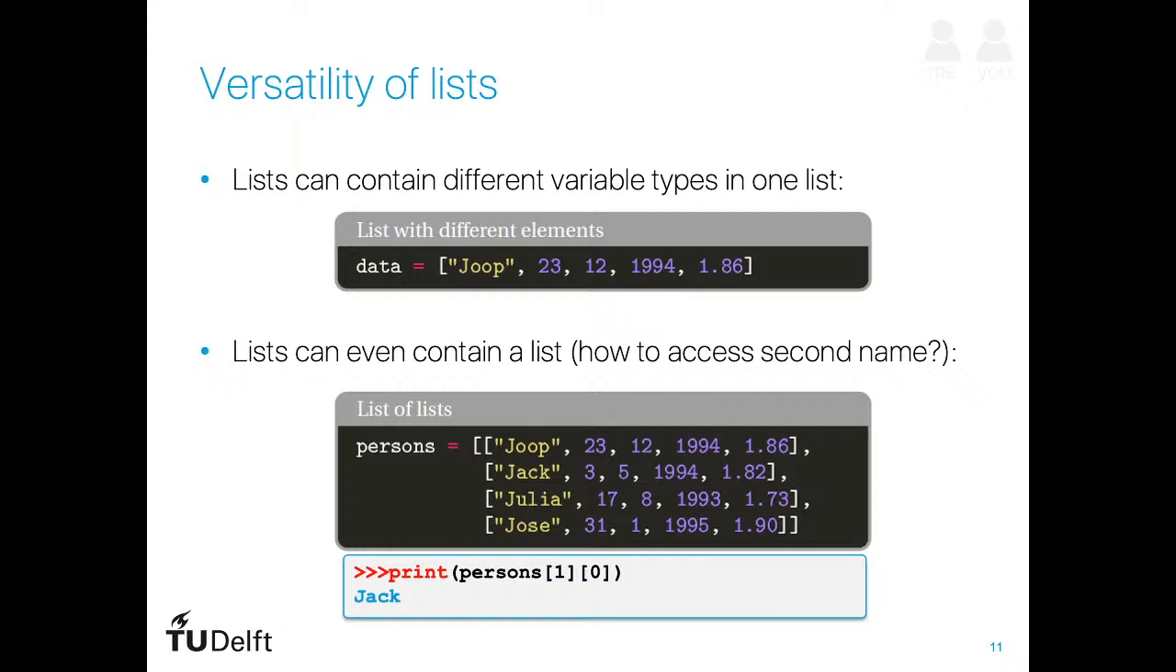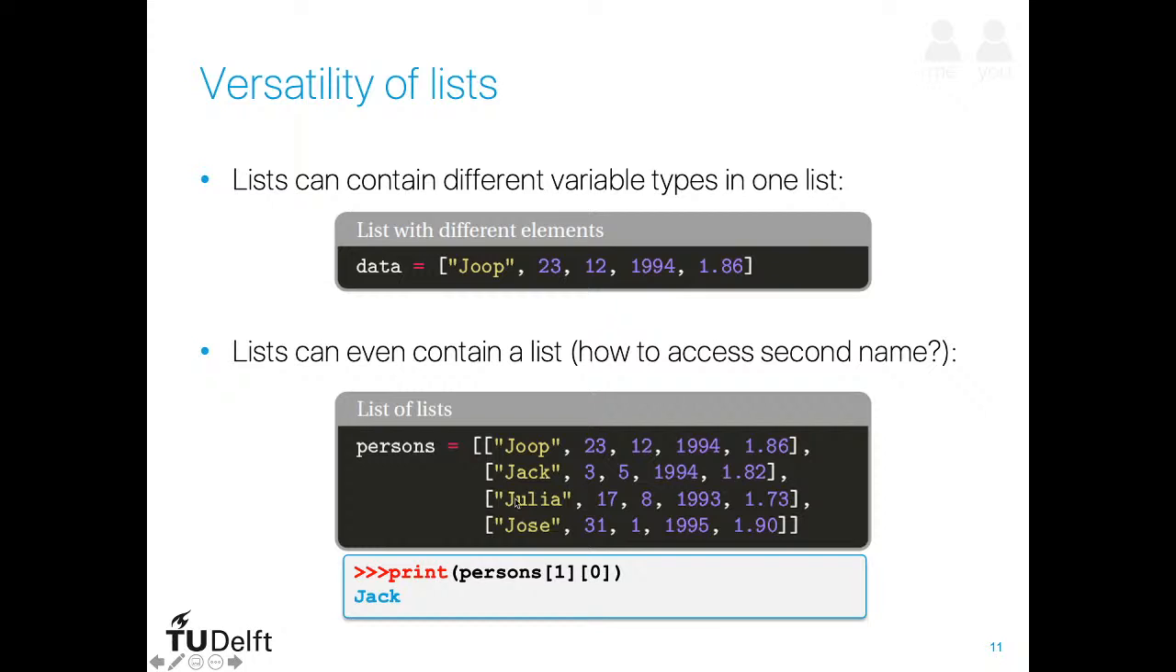So the way that you address nested lists is by consecutively going into the list. To get the second element of the outer list, because we want the line with Jack, we don't want the first one, that's element 0, but we want the second one, which is element 1. What you would do is write persons[1].